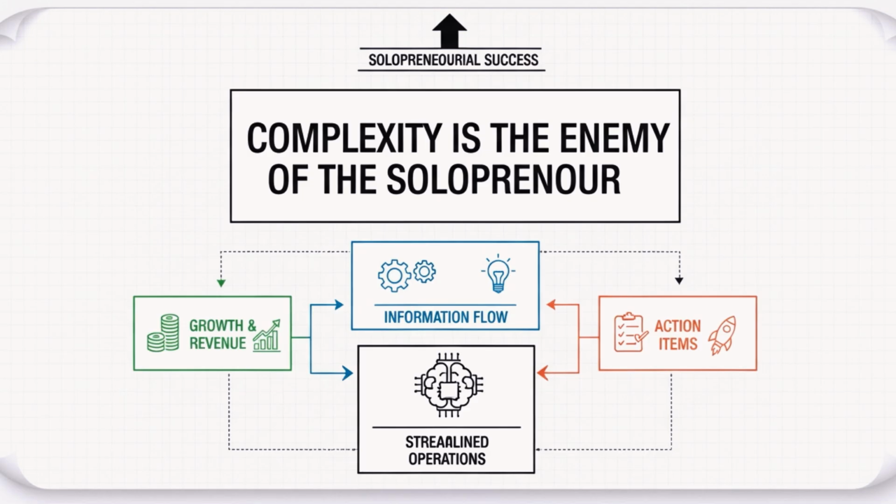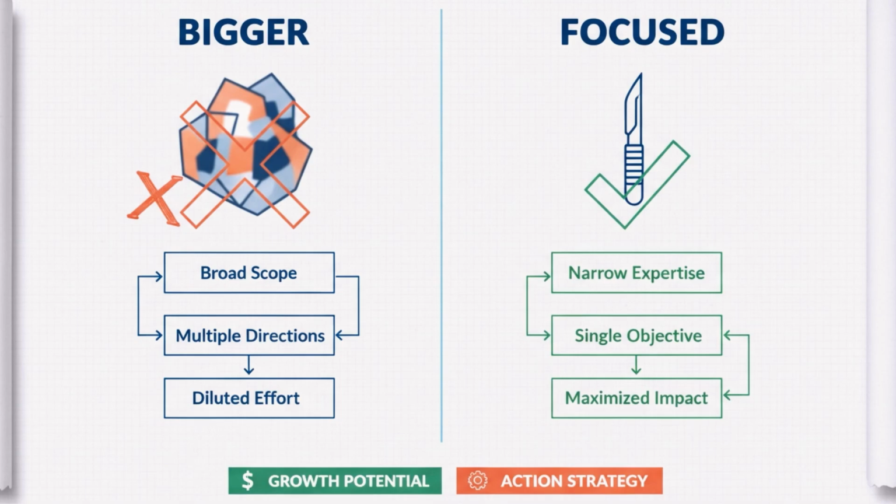The lesson was brutal, but it was clear. Complexity is the enemy of the solopreneur. The goal isn't to find one tool that does everything badly. The goal is to find a few simple tools that do one thing perfectly. Bigger isn't better. Focused is better.